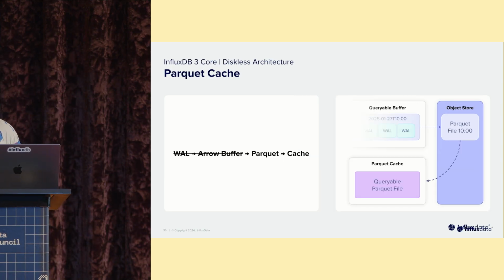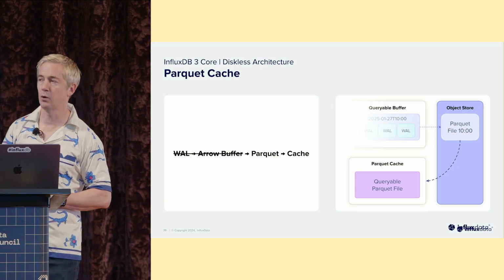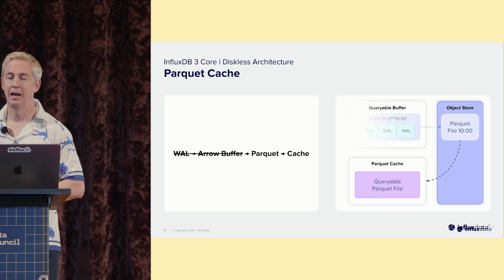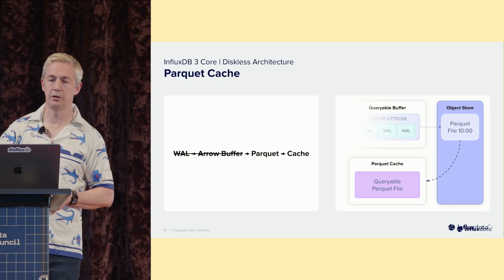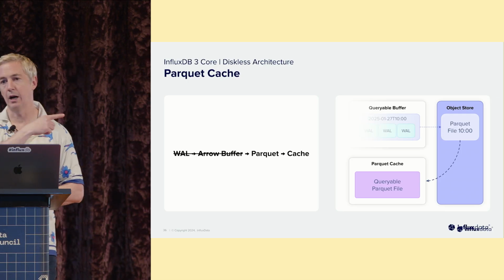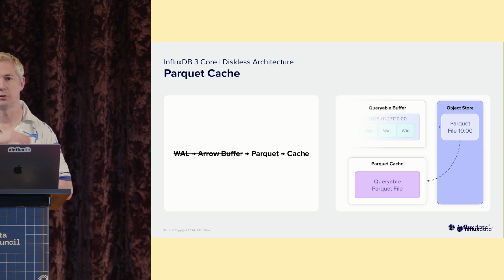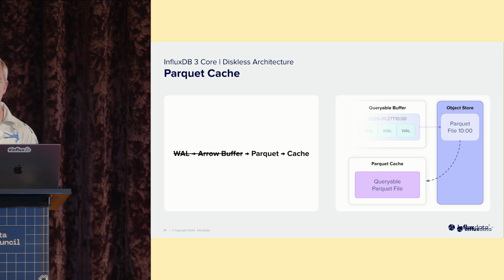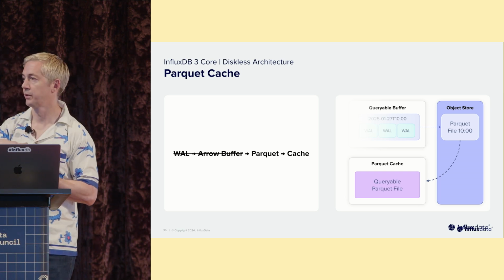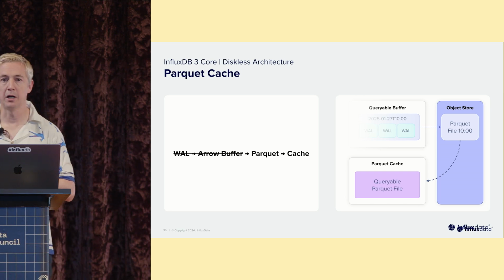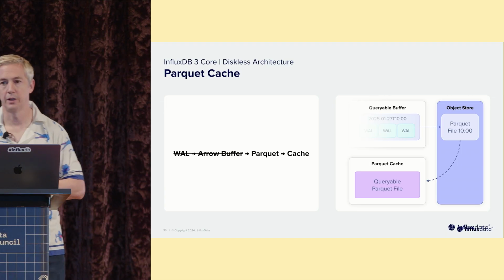So the other thing we do is, when we do that write to the Parquet file, we also keep it in RAM as Parquet. And only once it's actually been put into RAM as Parquet do we actually clear out the queryable buffer, the Arrow buffer. So there's no point at which a query will come in that's looking for this recent data where it will have to go to object storage, right? The cache hit ratio is supposed to be 100% for recent data, right?